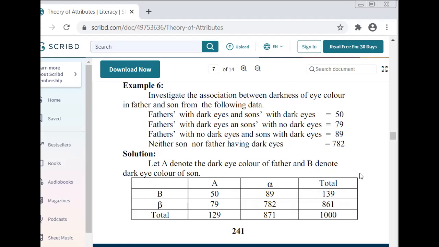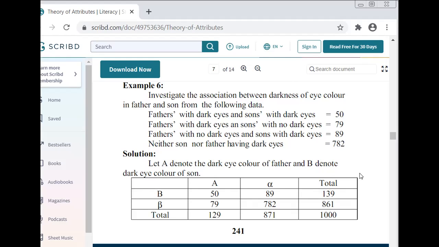Then fathers with no dark eyes, that is alpha, and sons with dark eyes, that is B. So alpha B is equal to 89. Then neither son nor father having dark eyes, that is alpha beta, which is 782.